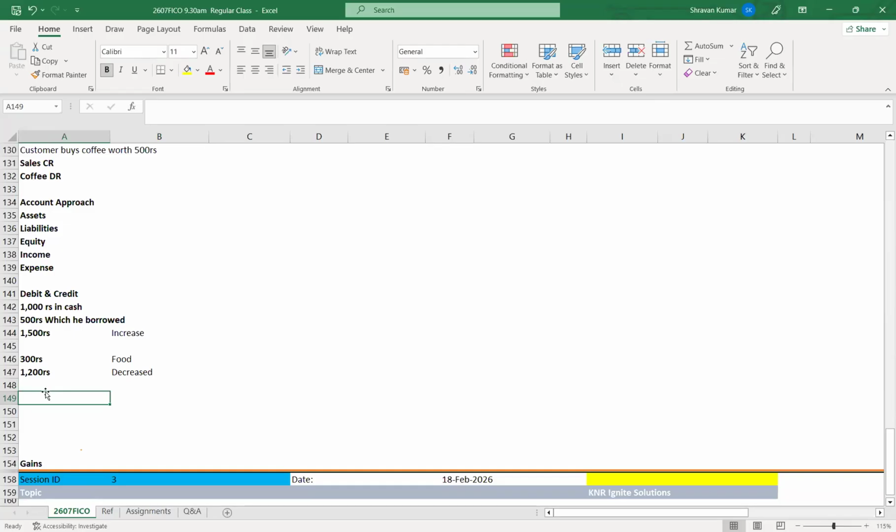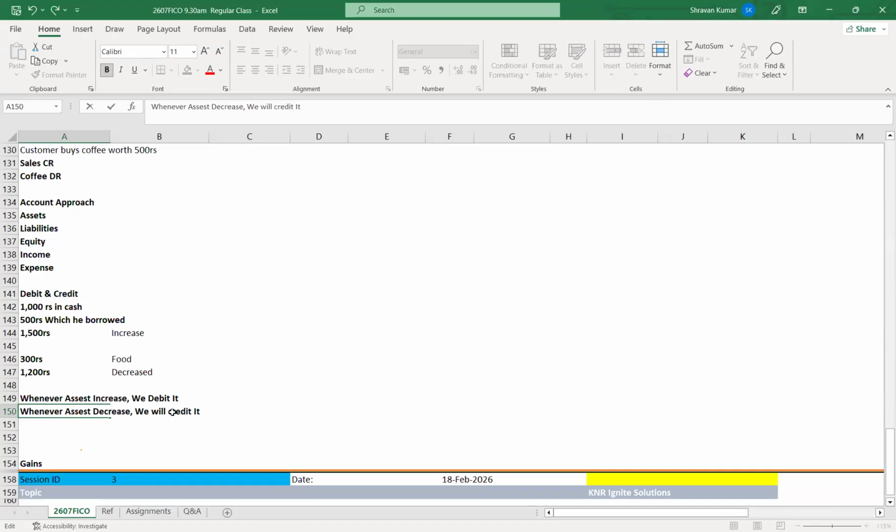Now remember this simple rule. Whenever an asset increases, we will debit it. Whenever an asset decreases, we will credit it. I will tell you what is the reason behind it.